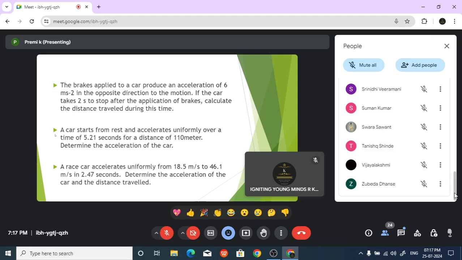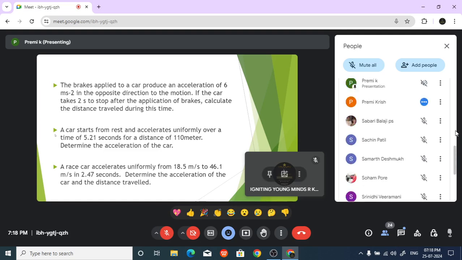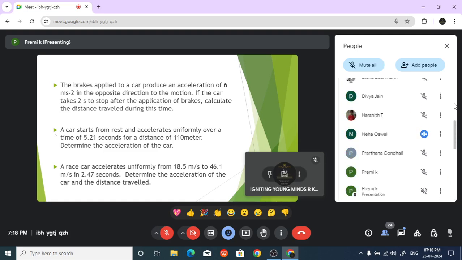A car starts from rest and accelerates uniformly over a time of 5.21 seconds for a distance of 110 meter. Determine the acceleration of the car. Okay. One correction I wanted to make so that everybody will get benefited. When you read 5.21, you should not say 21. What should you say? 5.21. Okay. Just small correction. Not very big mistake or something. But you keep this in mind.